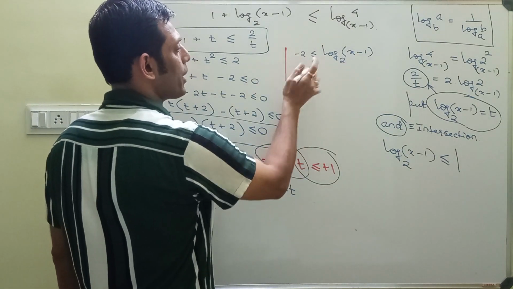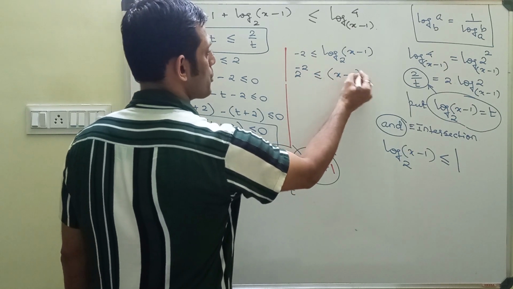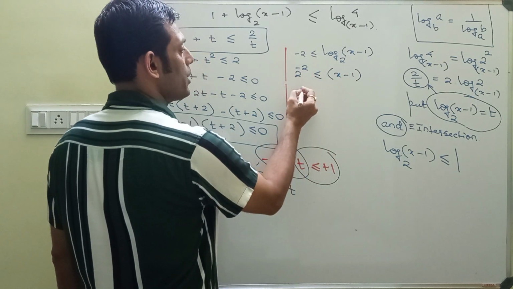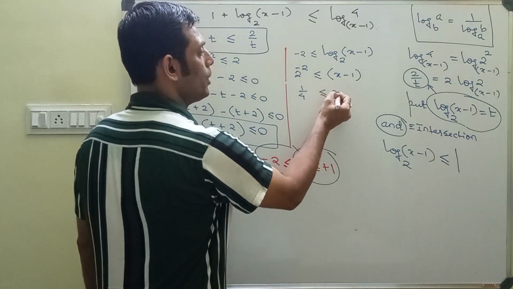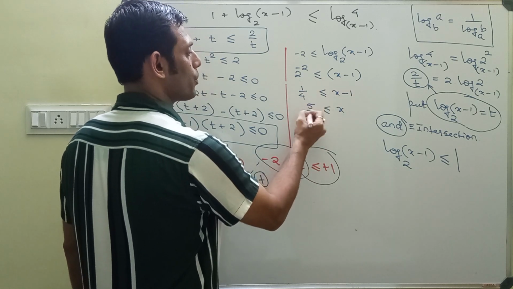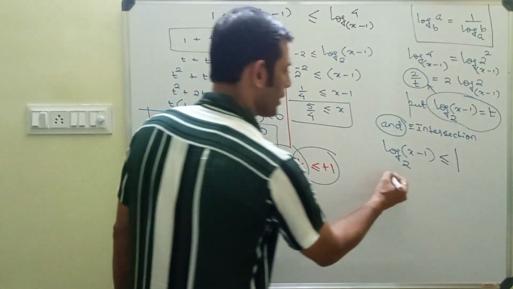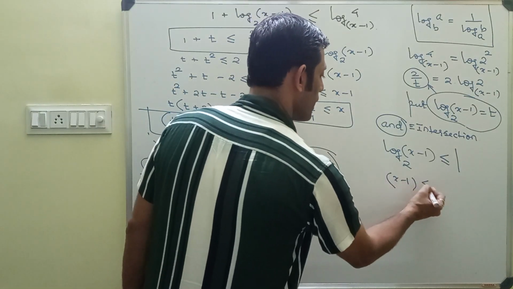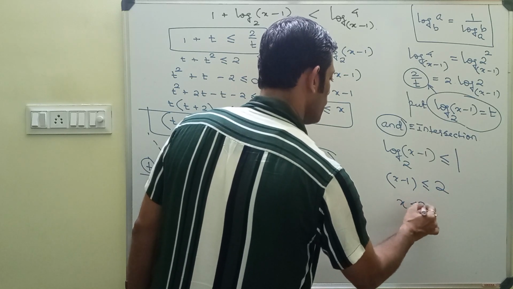2 power minus 2 equal to x minus 1. This is straight 1/4 less than or equal to x minus 1. x greater than or equal to 1 plus 1 by 4. That is 5 by 4. This is one part of the inequality. Let's take another. x minus 1 less than or equal to 2 power 1, means 2. That means x less than or equal to 3.